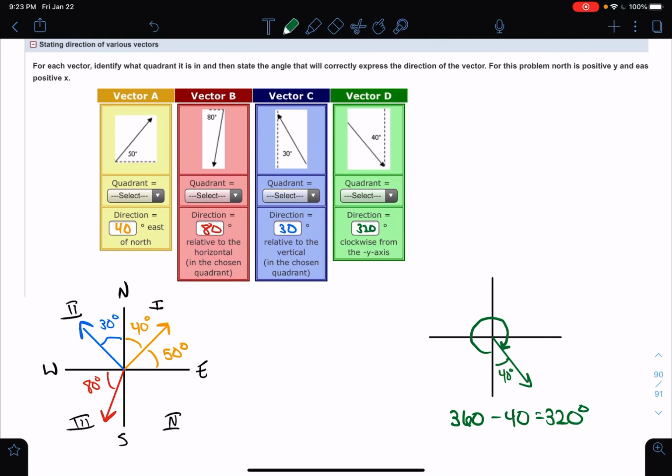And since I know that this angle and this angle have to add up to 90, then I know that this angle is 50. So I could go 270 plus 50. That's another way I could reason through this. And of course, 270 plus 50 is 320. So I still get the same answer, of course. But as I said, you need to look at your vector and you need to reason through it as best you can. So this is how you do the first part.